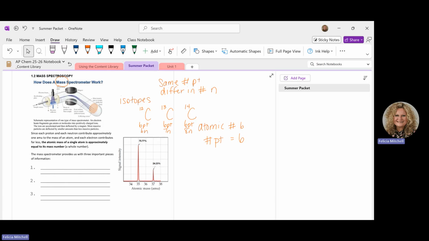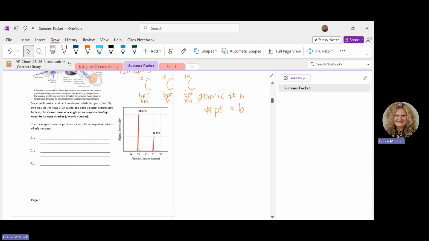And so what happens here is a graph would be given to us, and the deflection would be given as what's called signal intensity. We also sometimes see this y-axis reflected as percent abundance. Okay, it's basically how much of the element that was tested had that deflection, or how much of that element had that mass. Okay, because the more massive particles will be deflected less.